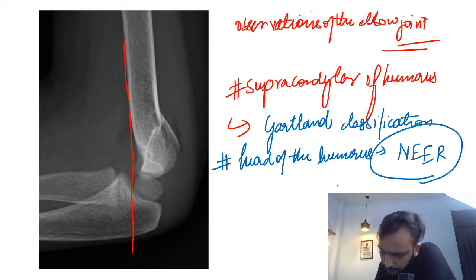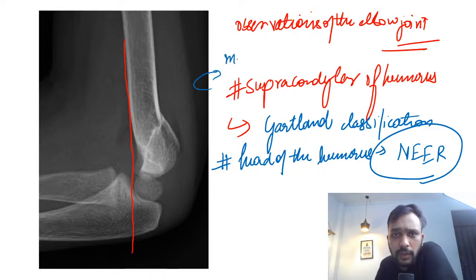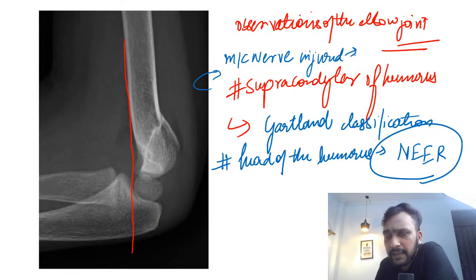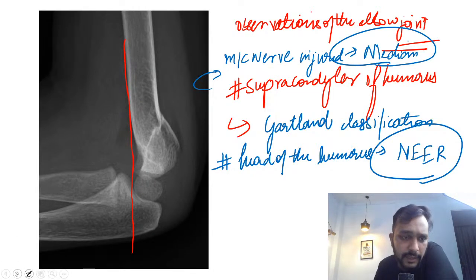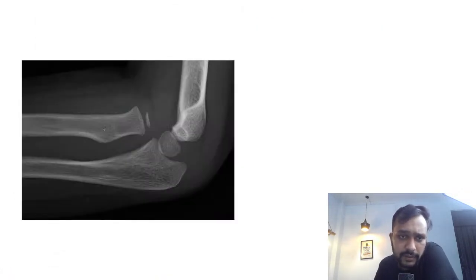Very good. Okay, and guys, which is the most commonly injured nerve in a case with supracondylar fracture of the humerus? Most common nerve injured is your anterior interosseous nerve. Median nerve. Okay, so median nerve is very commonly injured in a case with supracondylar fracture of the humerus.